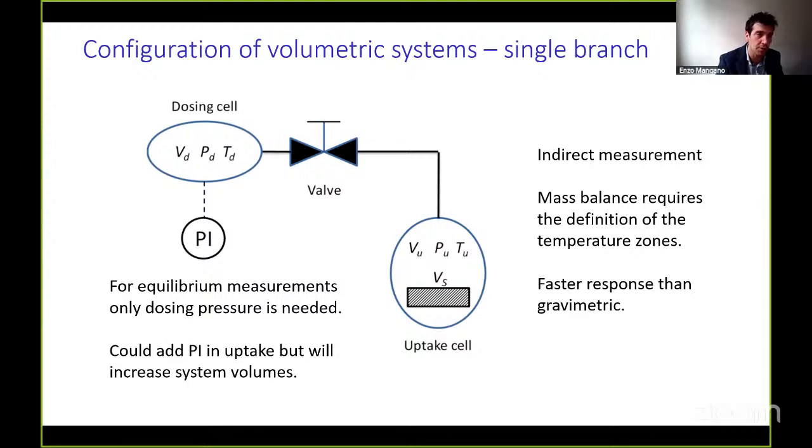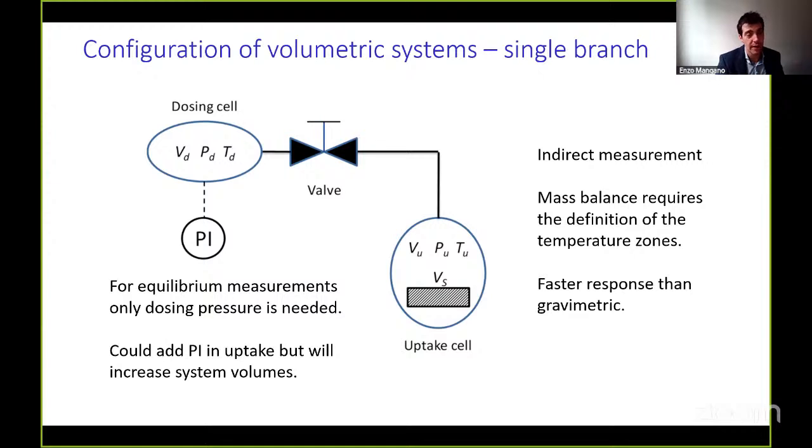the pressure is monitored while the adsorption takes place. In this case, compared to the balance, we are not measuring directly the amount absorbed. The amount absorbed is calculated via the pressure, the calibrated volumes and the mass of the sample. They generally offer a faster response compared to the gravimetric, and especially if you work at a temperature a lot different from ambient temperature, you need the definition of the temperature zones as well.